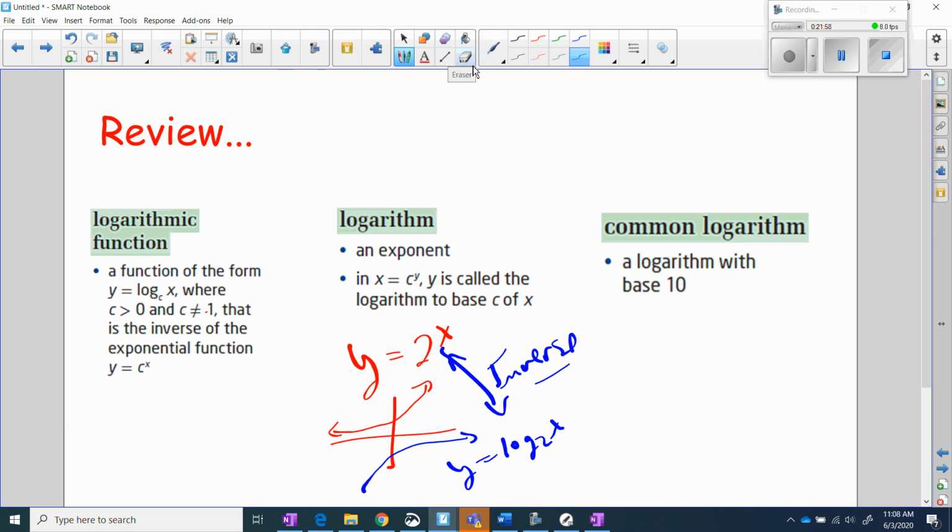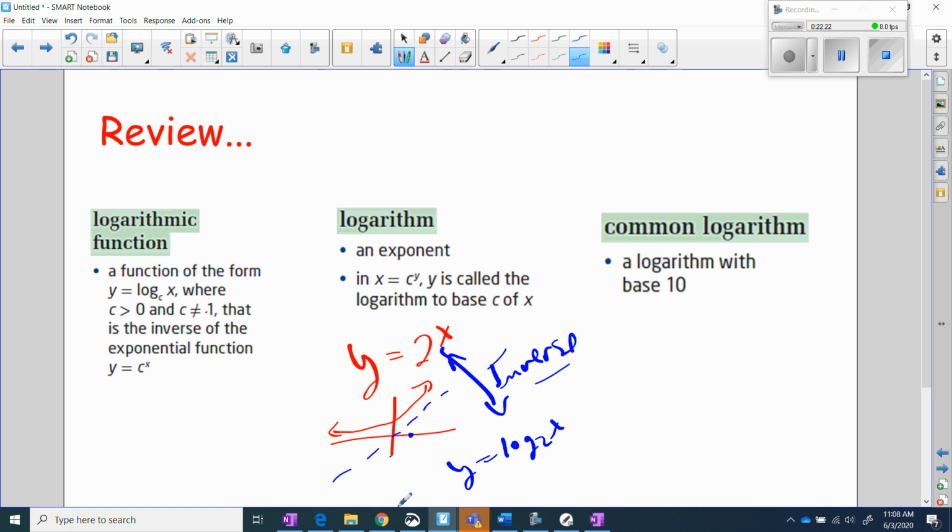This should have crossed. Let me try this again. Because it should. The asymptote here was x equals 0, so the asymptote here should be y equals 0. And this one went through 0, 1. This one should pass through 1, 0. So my intercept was backwards. This will go here.